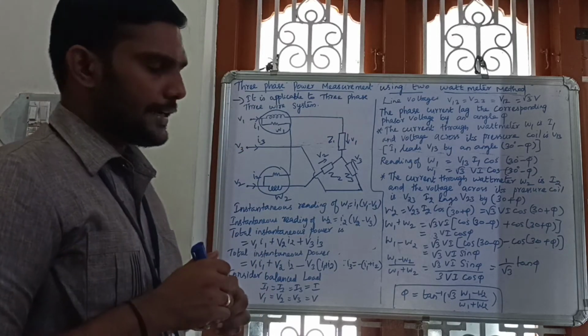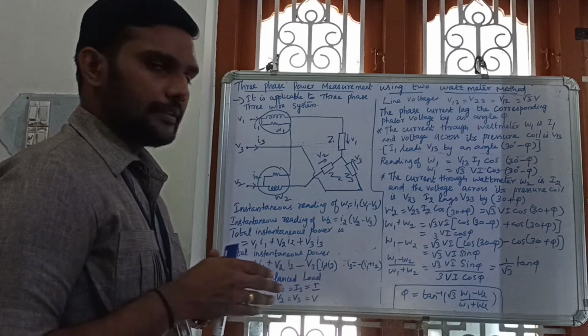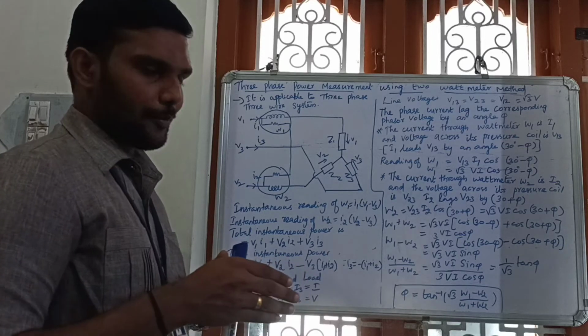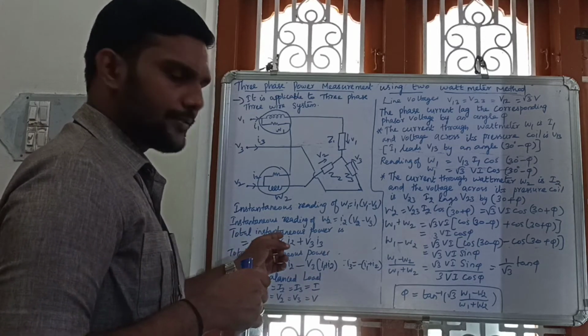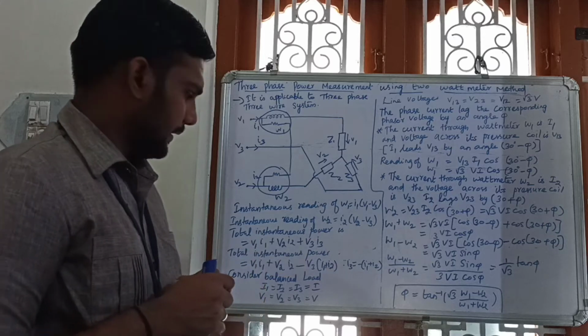Then the total instantaneous power is the sum of all the phase powers. So V1 into I1 plus V2 into I2 plus V3 into I3.